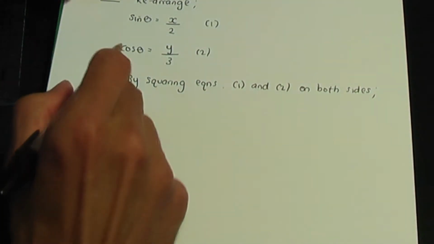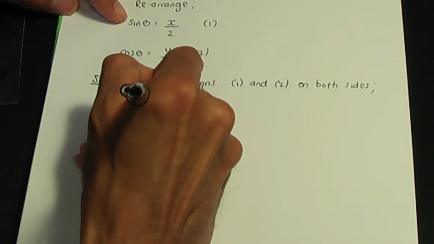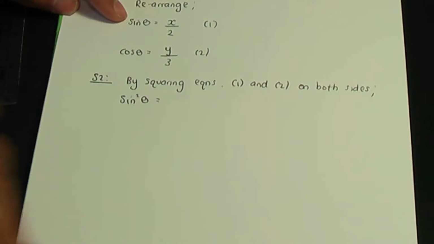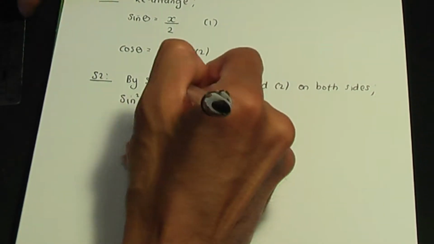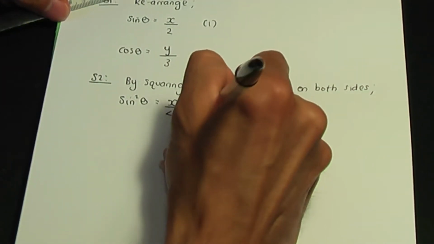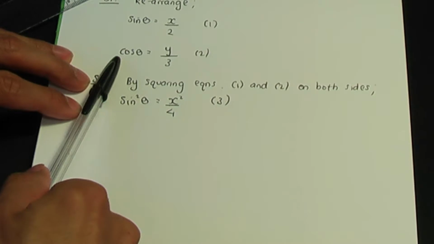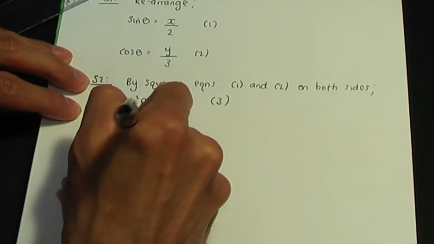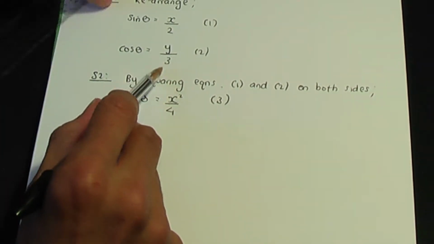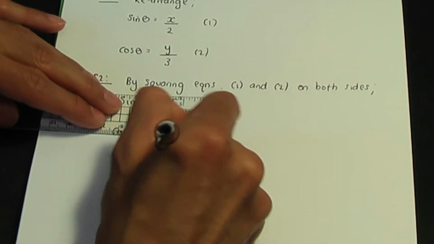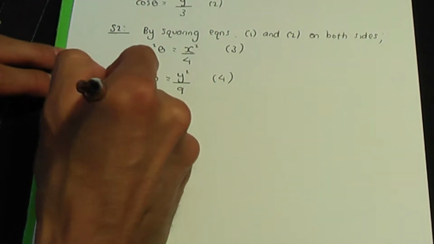Okay, so if I take equation 1 and square on both sides, on the left hand side we'll have sine squared theta, that's equal to, and on the right hand side x over 2 squared is x squared divided by 4. So I'll call that equation 3. If I do the same for equation 2, if I square both sides, left hand side is going to be cos squared theta, that is equal to y over 3 squared, that's the same as y squared over 9. We'll call that equation 4. Okay, so that's our step 2.